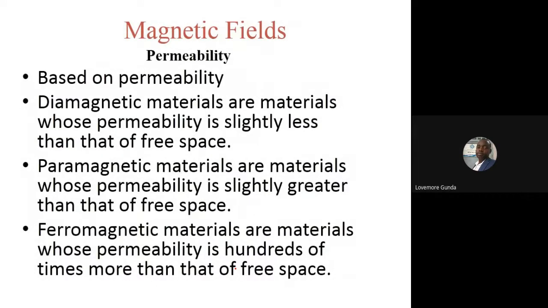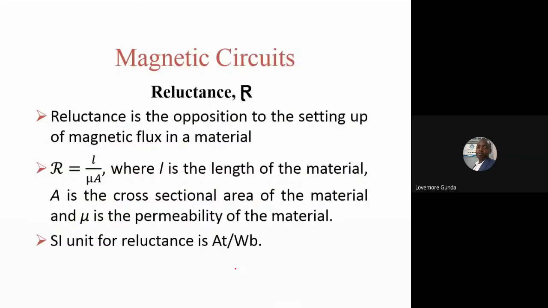So based on permeabilities, that is what I was explaining: diamagnetic materials, paramagnetic materials, and ferromagnetic materials. Paramagnetic is slightly higher than the vacuum. Diamagnetic is slightly lower than that of the vacuum. Ferromagnetic is several hundreds or thousands of times higher than that of a vacuum.